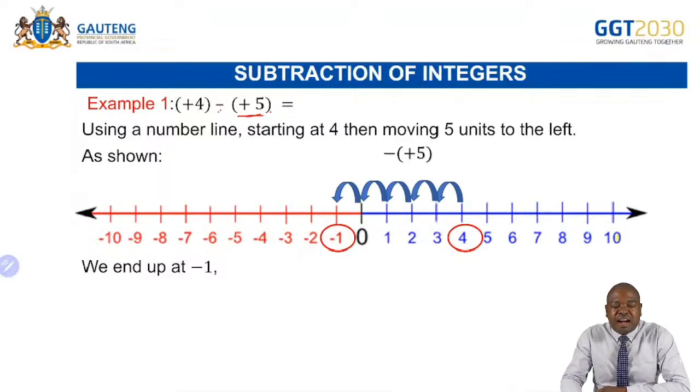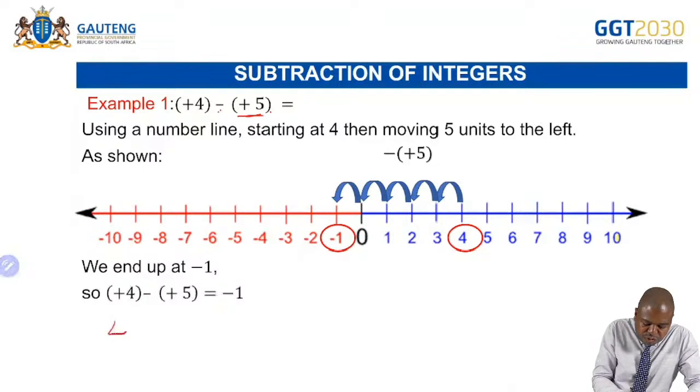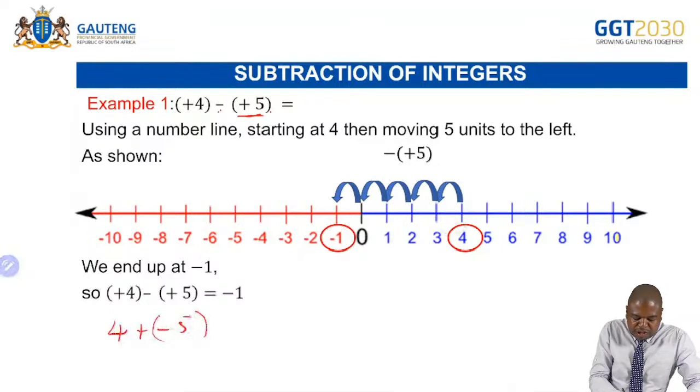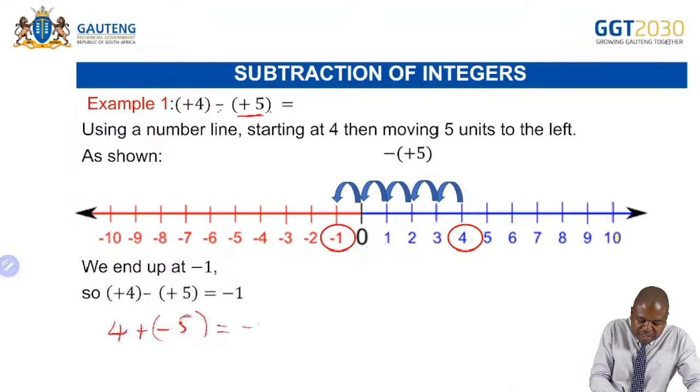Using our previous method, you will note that we can rewrite that as 4 plus -5. If you are to simplify a question like that, it will behave exactly the same way. On our number line, we are going to get exactly what we did there, which will be -1.